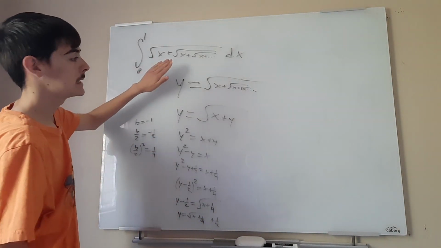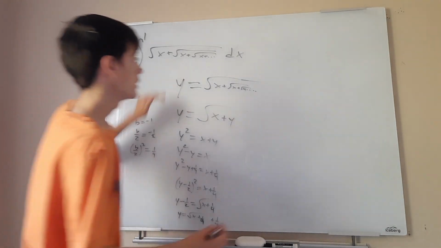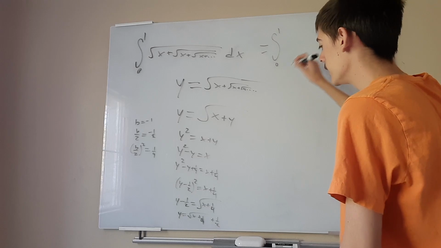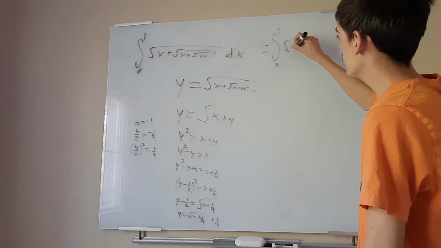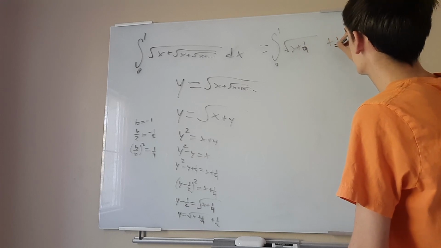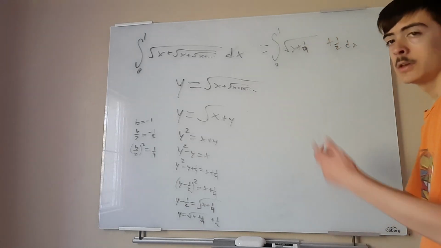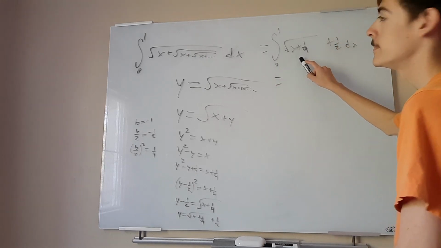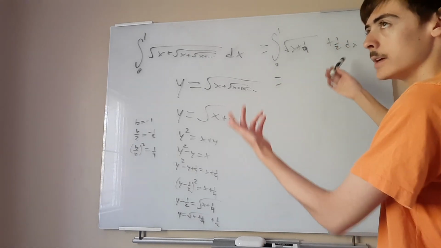So we could just replace that value for y into our integral here. So the same integral is equal to the integral from 0 to 1 of the square root of x plus 1/4, all plus 1/2, dx. So with this now, it's easy integrating here. It's basically u-substitution, but it's one we could do in our head.